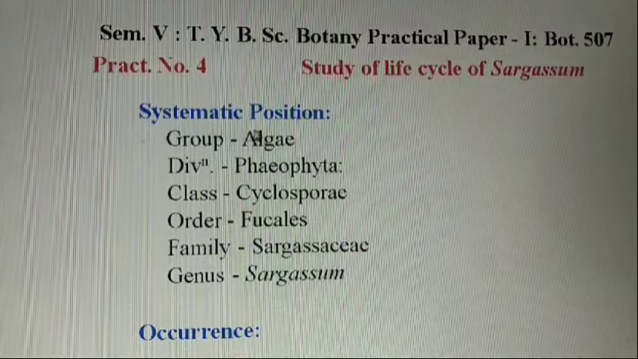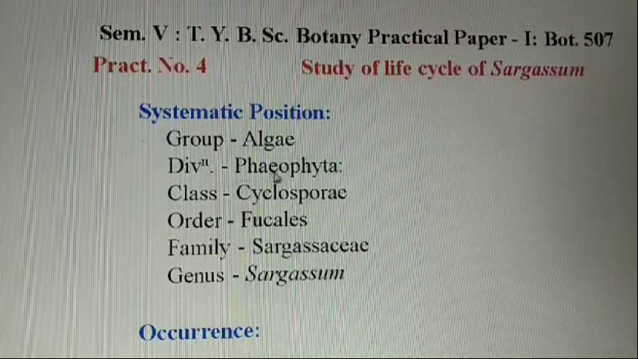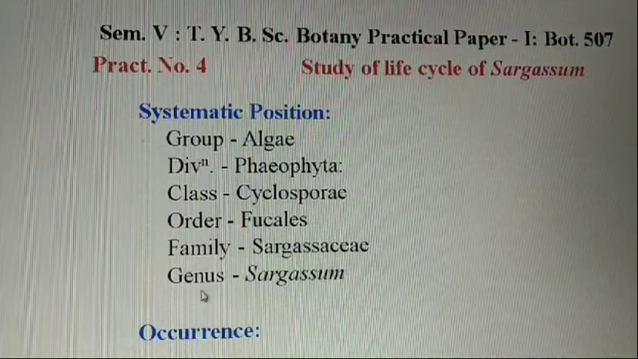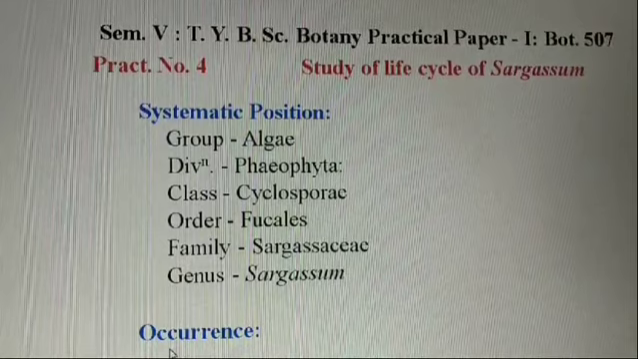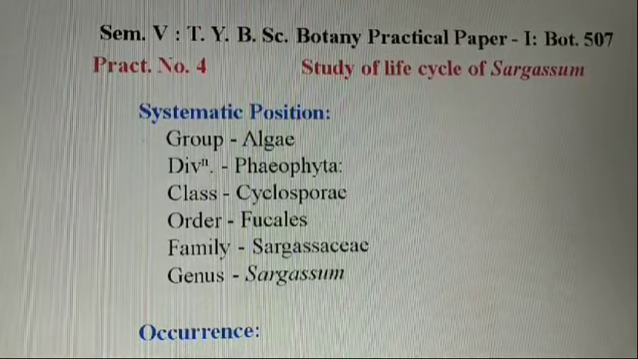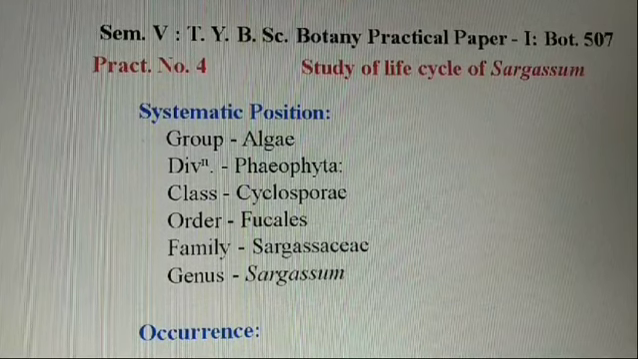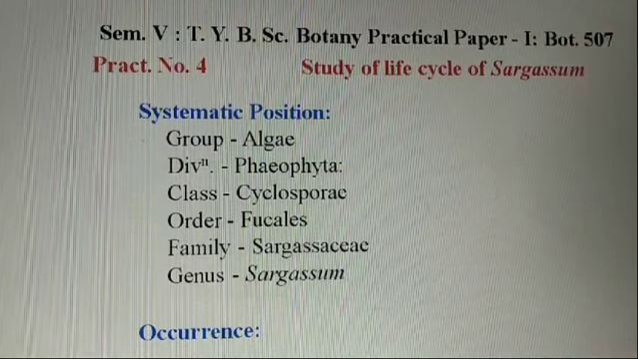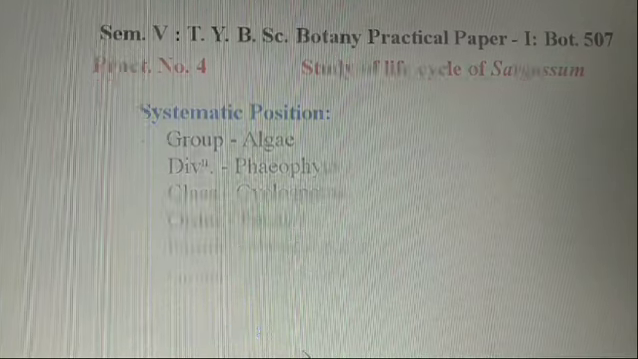Now first, systematic position. The plant Sargassum is classified into group Algae, division Phaeophyta, class Cyclosporeae, order Fucales, family Sargassaceae, and genus Sargassum. Now second point is occurrence. There are about 150 species of Sargassum, such as Sargassum duplicatum, Sargassum carpophyllum, Sargassum plagiophyllum, etc. They occur in marine water. They are common along the coast of India, Australia, Sri Lanka, Japan, America, etc.